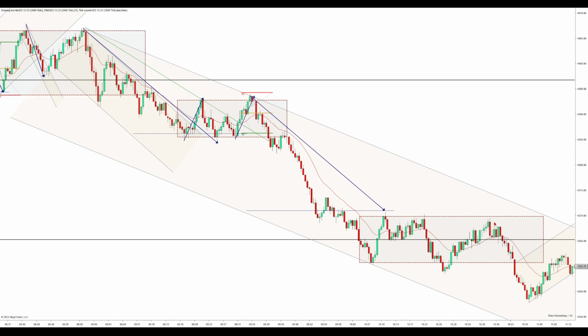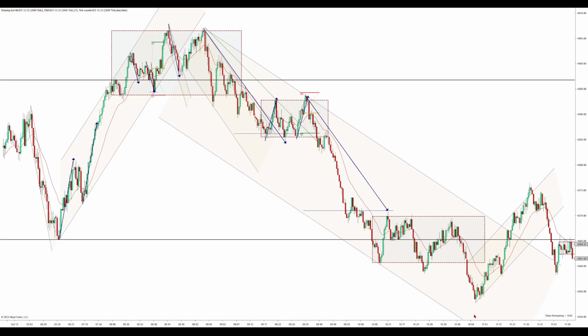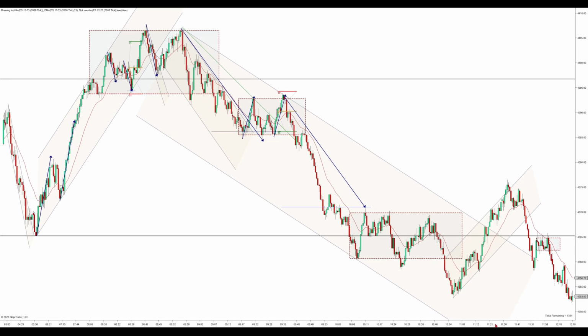But anyway, we don't get that. We push on up, we barely don't reach that high and just drop on down. Very choppy and sideways. Really no way to get in on this. Sometimes there's a lot of movement without any clear entries, and that's just part of trading sometimes.